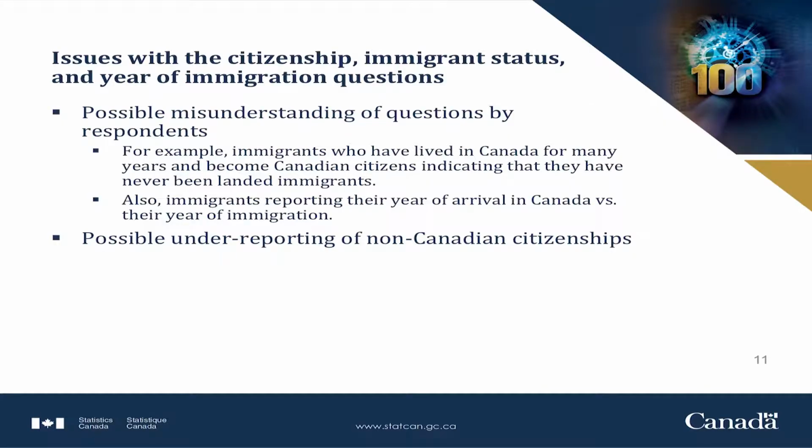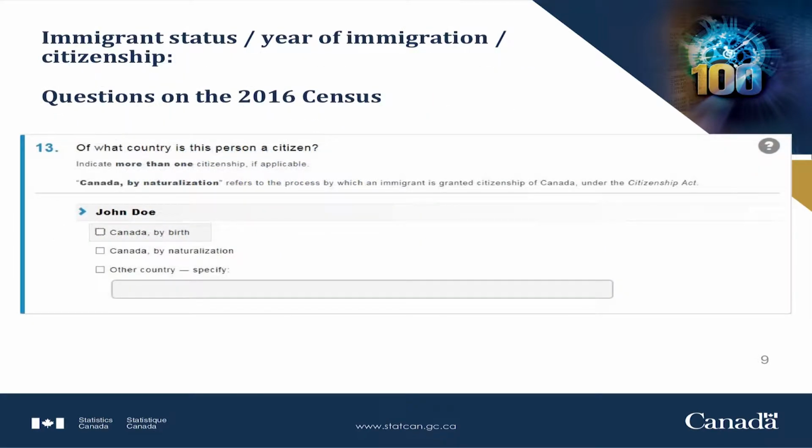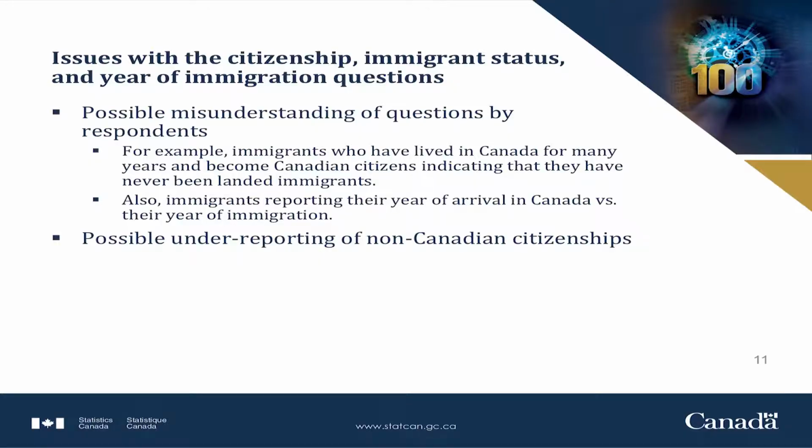So it's not like we're missing a bunch of people, but it's still indicative of a data quality concern that we have. Also, immigrants reporting their year of arrival in Canada versus their year of immigration. So that's again a reporting issue. And a third thing on the citizenship side of things is the possible underreporting of non-Canadian citizens. So, backing up again to the citizenship question, people don't read that instruction, indicate more than one citizenship if applicable. They go, oh, okay, I'm Canadian by naturalization. They don't give us anything more in many cases, and so there's an issue there.